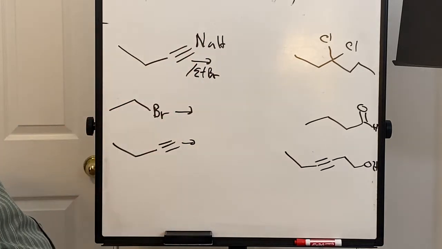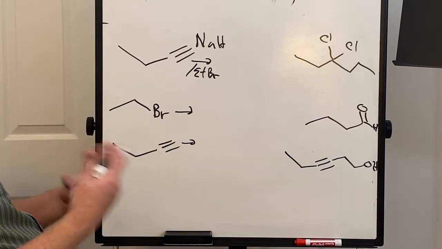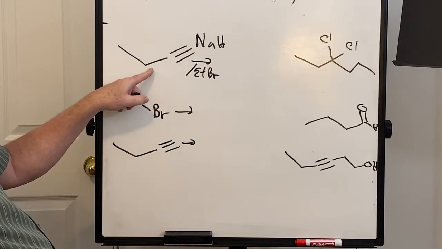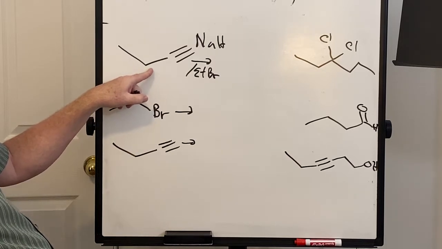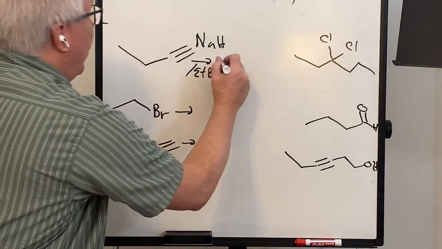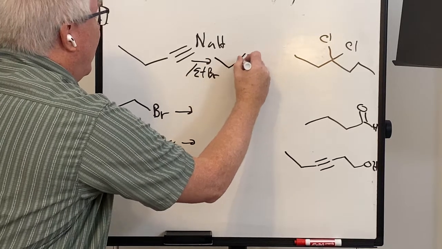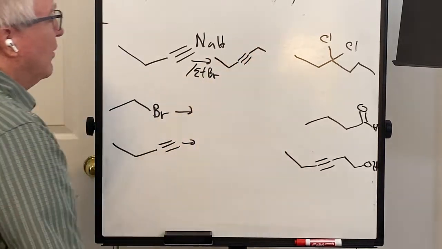Sometimes we'll specify exactly what we need you to start with, but most of the time, these synthesis problems, you start with any reagents or any substrates you need, as long as you start with the given substrate that you're shown here. So after that step, what do we get? We get the alkyne with an ethyl, okay?